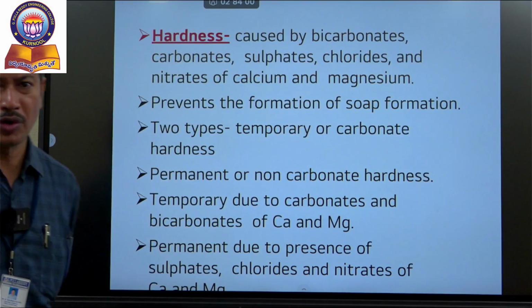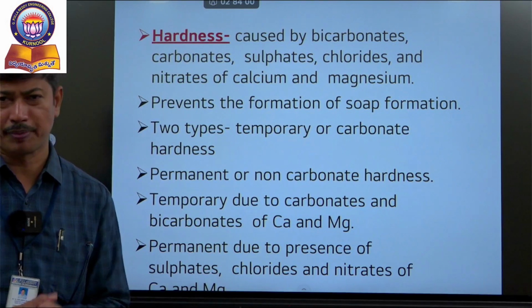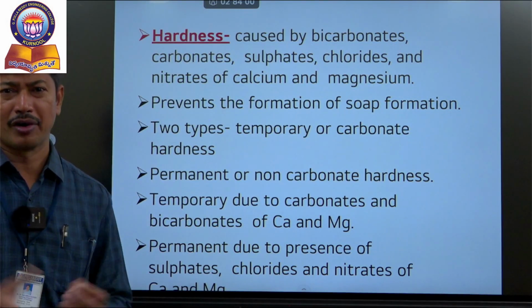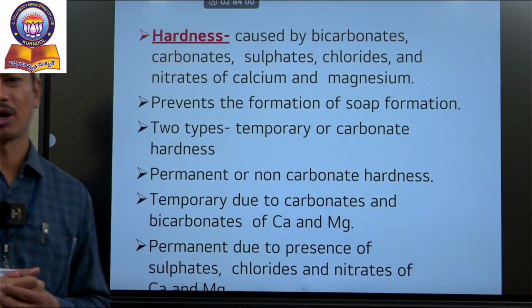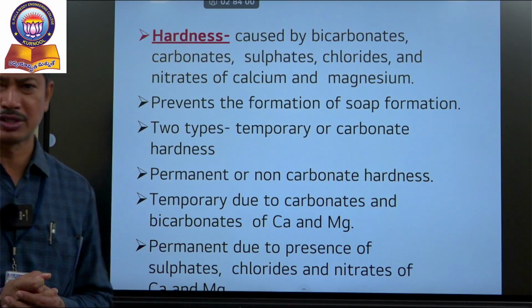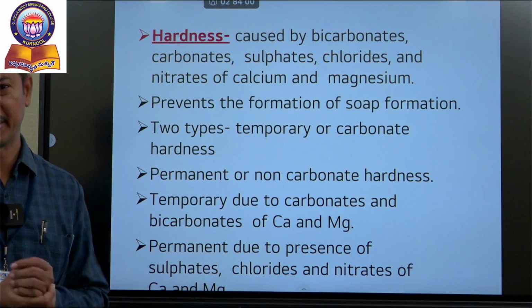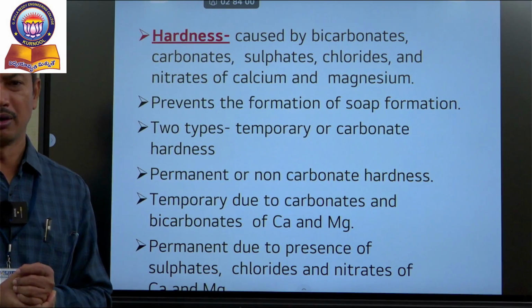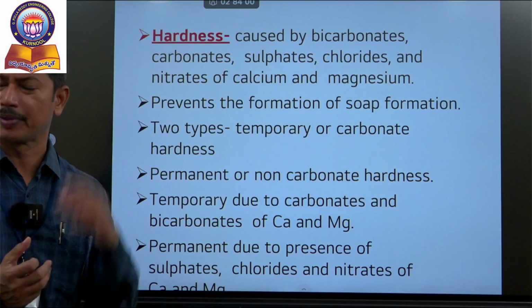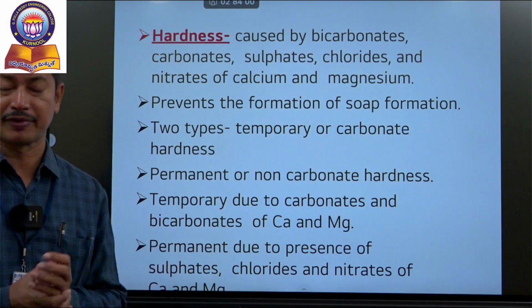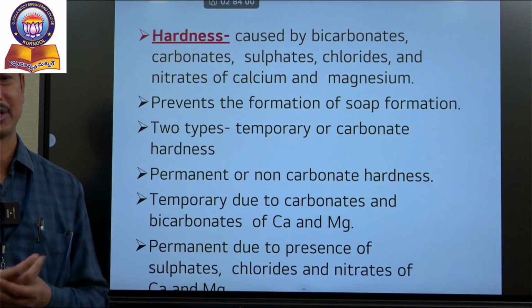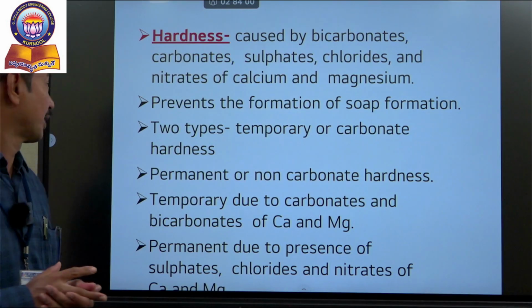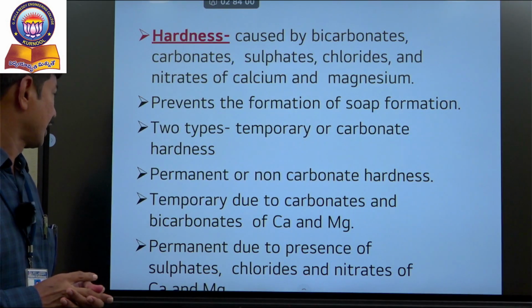Hardness is mainly caused by the presence of divalent ions. Hardness is classified into two types: carbonate hardness and non-carbonate hardness, meaning temporary and permanent hardness. Temporary hardness is due to the presence of bicarbonates and carbonates of calcium and magnesium, and permanent hardness is due to nitrates, chlorides, and sulfates of calcium and magnesium.